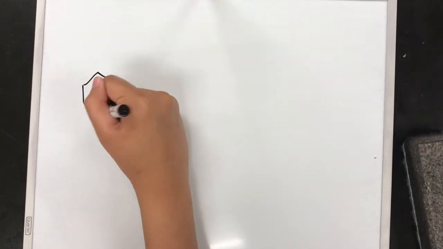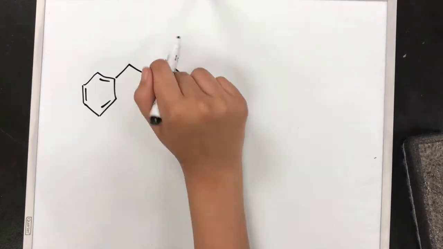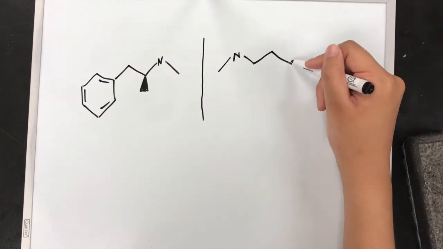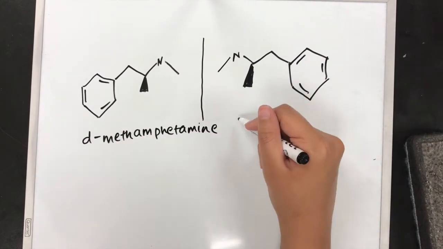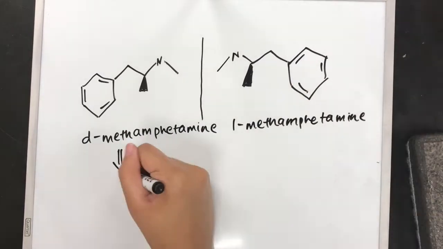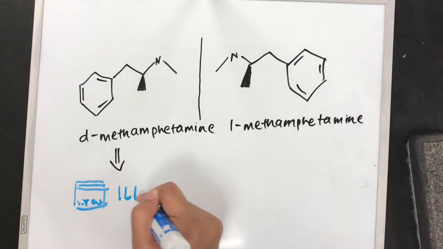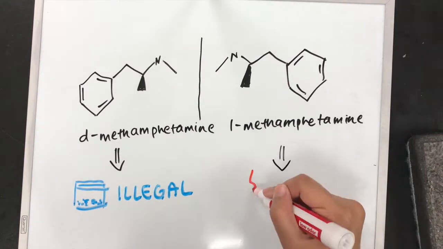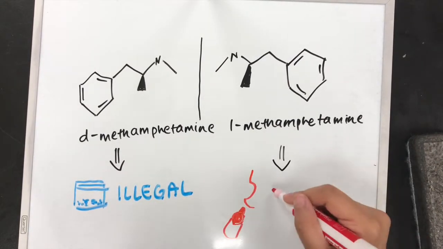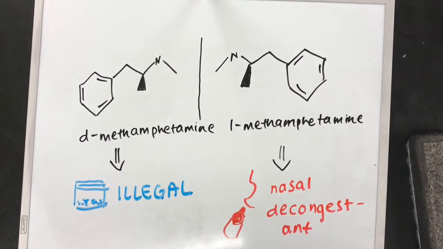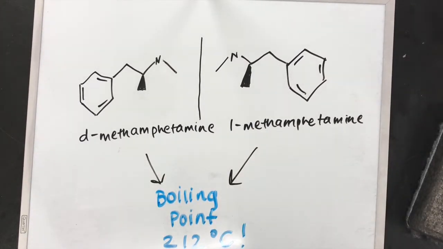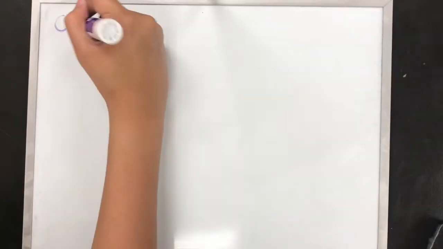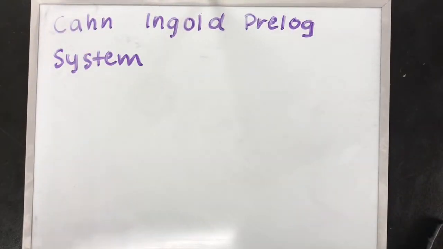Now, obviously, enantiomers will have identical physical properties. Since they're all made up of the same atoms, all the intermolecular interactions are identical in a pair of enantiomers. A famous example of this is the molecule methamphetamine. D-methamphetamine is an illegal drug, while L-methamphetamine is a nasal decongestant, but both share the exact same boiling point of 212 degrees Celsius.